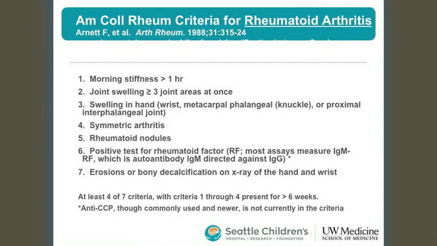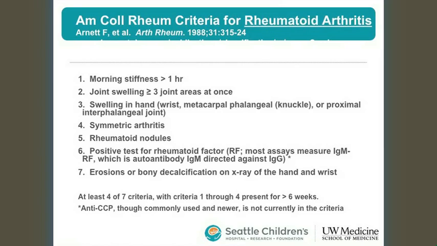I'll finish by talking briefly, in the last 10 minutes, about rheumatoid arthritis. This was the criteria that were in place for a long time from the American College of Rheumatology. You had to have 4 out of 7 of these criteria, with criteria 1 through 4 persisting for more than 6 weeks. And you'll notice that number 6 is a positive test for rheumatoid factor.